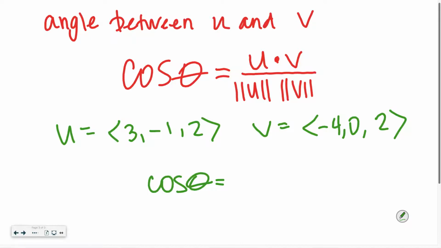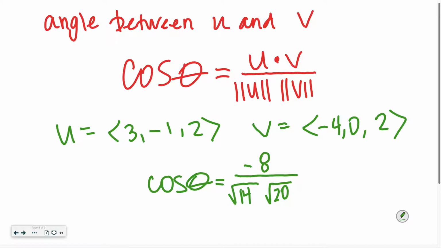Our dot product is... what's our dot product? Negative 8, thank you. We have negative 12 plus 0 plus 4 gives us negative 8. The magnitude of u, we have 9 plus 1 plus 4, so radical 14. The magnitude of v, we have 16 plus 0 plus 4.